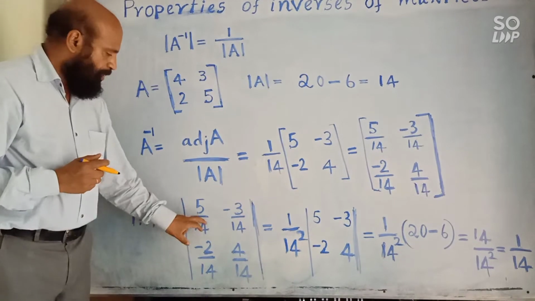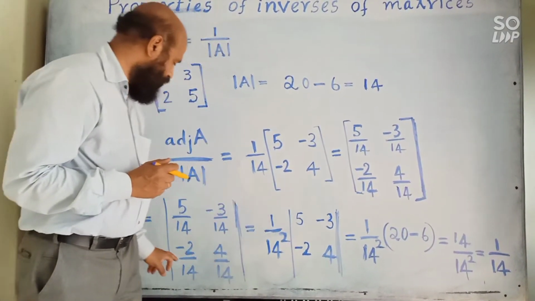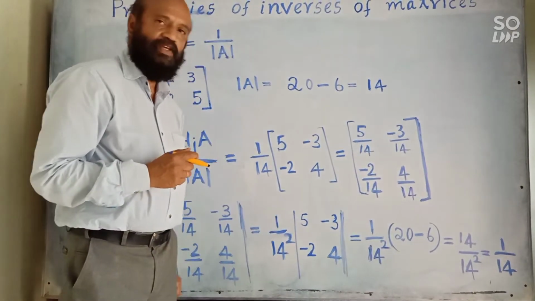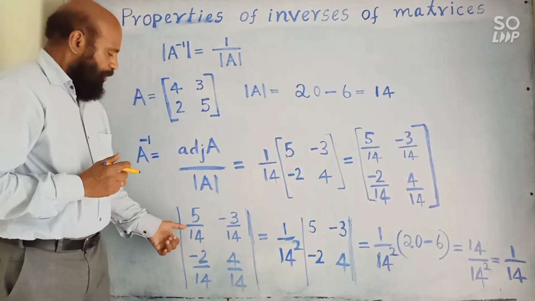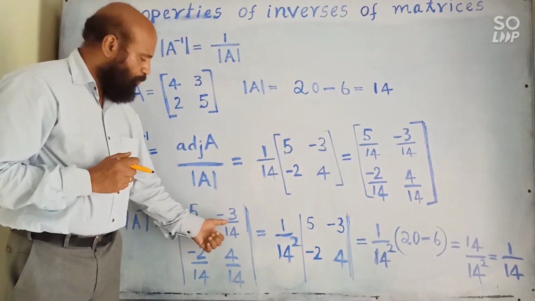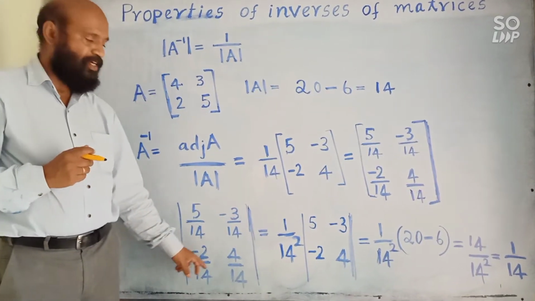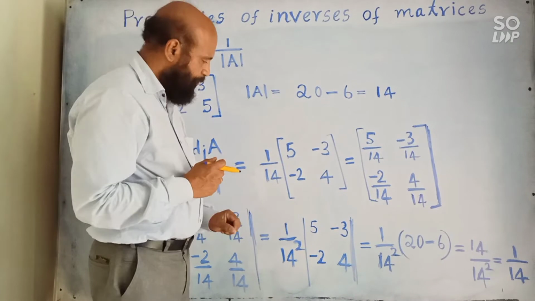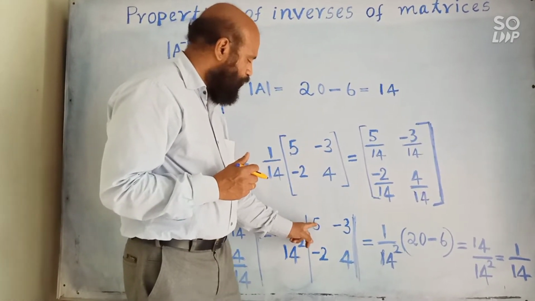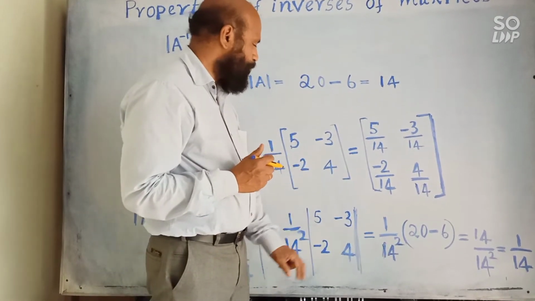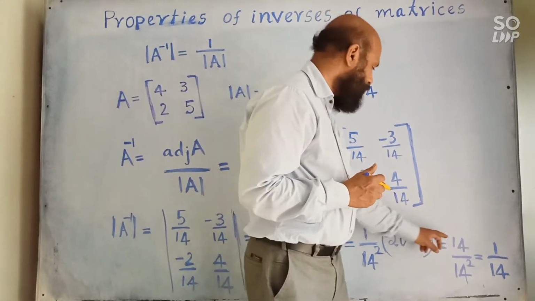After taking this 14 outside, the remaining elements are 5, minus 3, minus 2, 4. So here it is square because in a determinant, if an element is common in a particular row, it can be taken outside. Now 1 by 14 from this row it is taken and from this it is taken. So that's why it's 14 square. Now 1 by 14 square. Now determinant of this, 5 into 4, 20 minus 6. So 14 by 14 square.